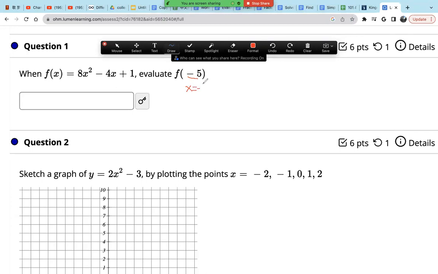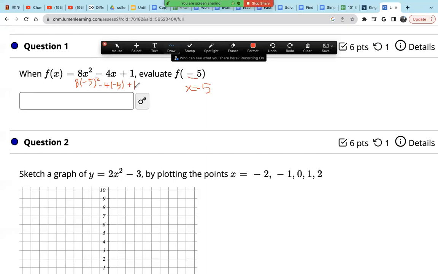So f of x is a function. Then f of -5 means now the value of x is assigned to be -5. So we just plug in -5 in every place of x. X squared means -5 squared. Then multiply by 8. Then -4 times -5. With a negative value, let's put a parenthesis around it. Then plus 1. So now the rest is just a calculation.